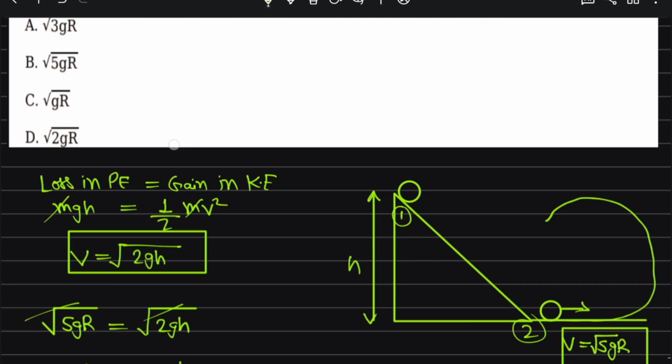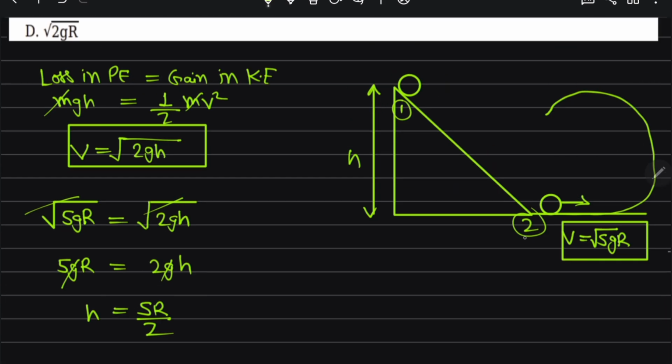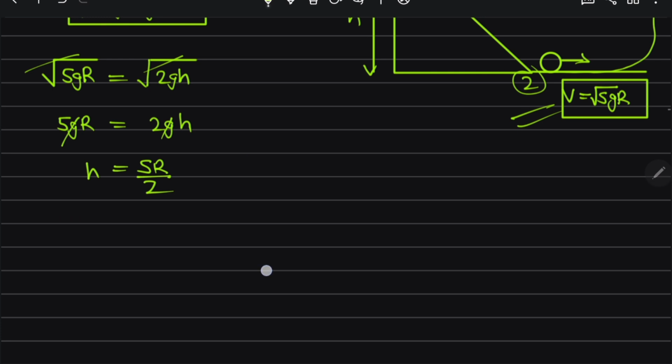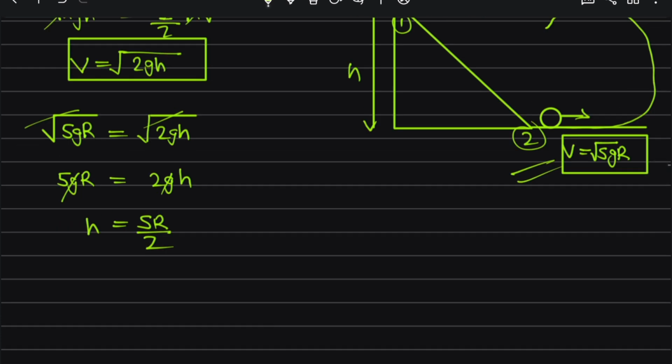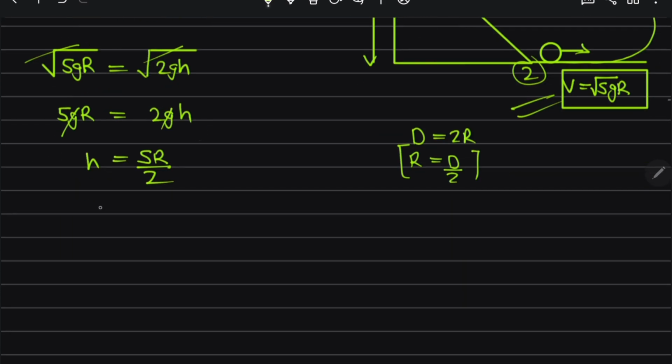This is actually a general result. If a body has to complete a vertical circular motion, it must have a speed of at least root 5gr at this point. And if they ask in this question what height is required if the body is falling from this inclined plane, then in terms of diameter, radius is equal to d by 2, so the height comes out to be 5d by 4.